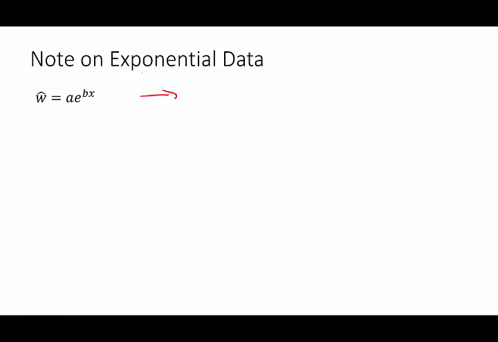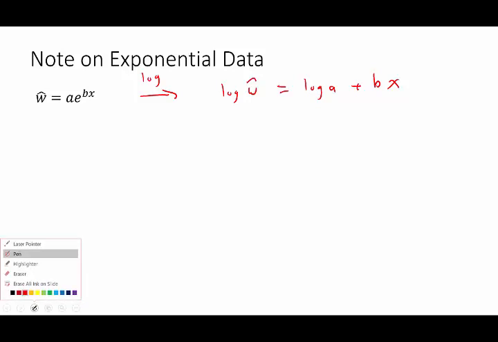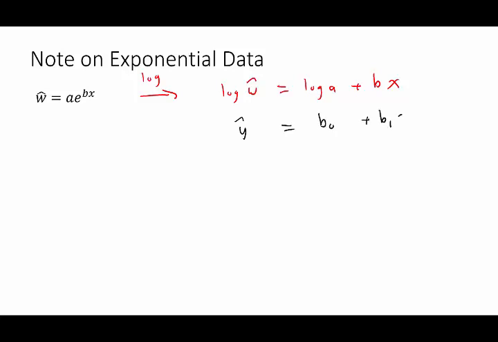Well, if we take log of both sides, then we get the equation log of w hat equals log of a plus bx, using properties of logarithms. And if I relate this back to y, which is log of w, we can see that this equation is simply y hat equals b naught plus b1x, where b naught is log a and b1 is the same as b, the same slope.